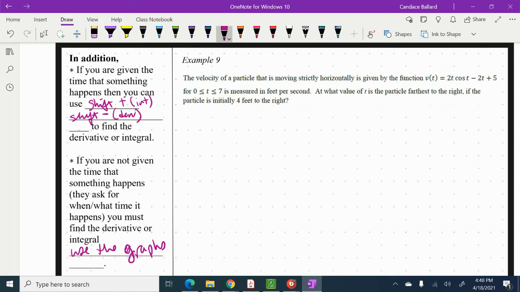is given by the function. So I see velocity, and I notice I'm starting with velocity, so I'm going to circle it. It gives me an interval from 0 to 7, measured in feet per second. At what value of t is the particle furthest to the right if the particle is initially 4 feet to the right? So there's your initial condition. When time equals 0, we know that our position is equal to 4.